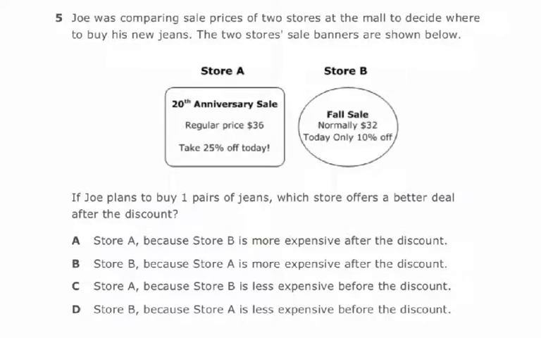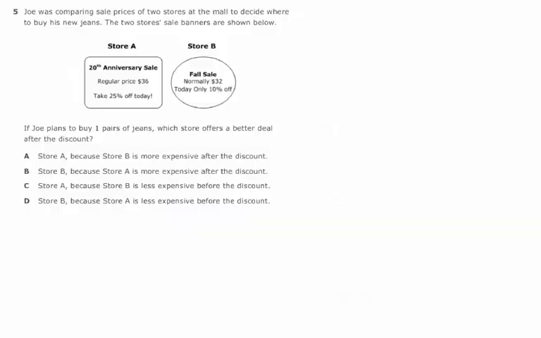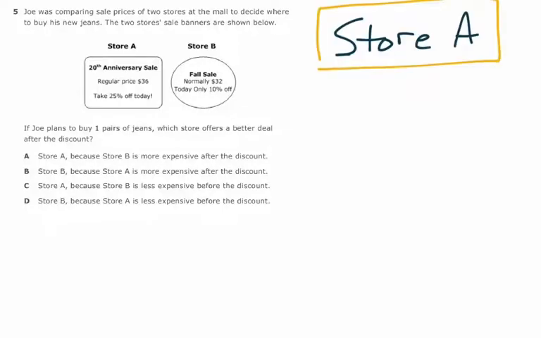So store A is regular $36 with a 25% discount. Store B, $32 with a 10% discount. So I'll shrink this down. We're going to start with store A. We're just trying to figure out what the percent we're taking off really is, what this is when we did markup and markdown. So we're taking the markdown, a discount off here.